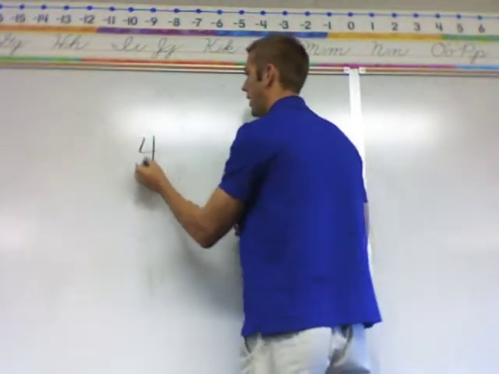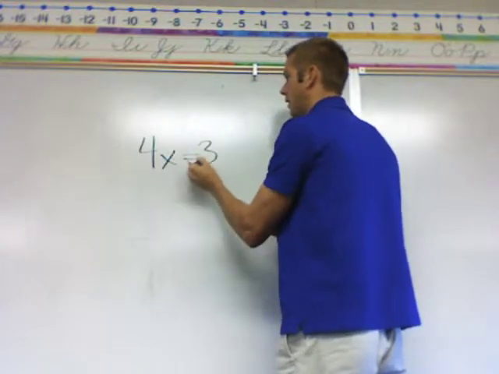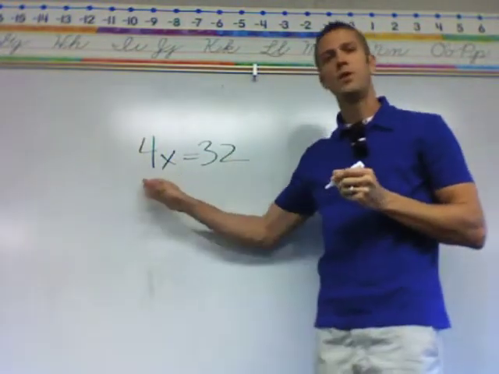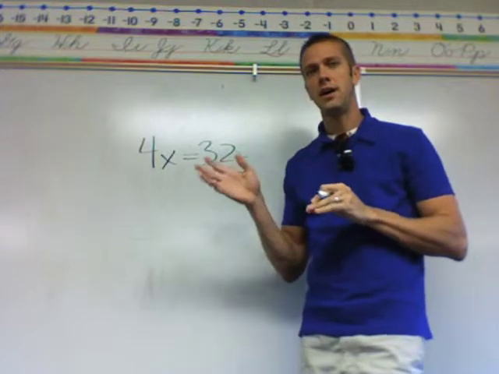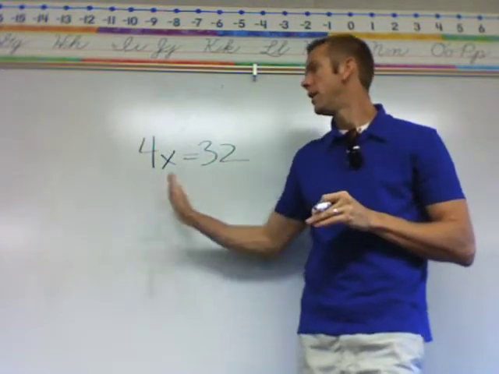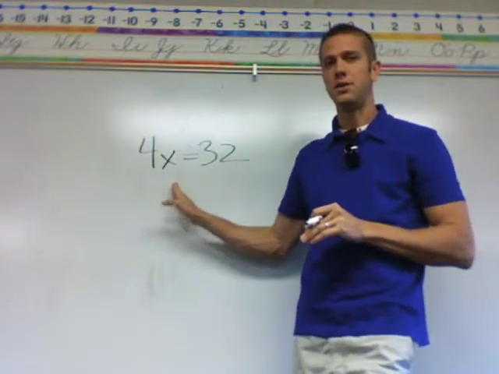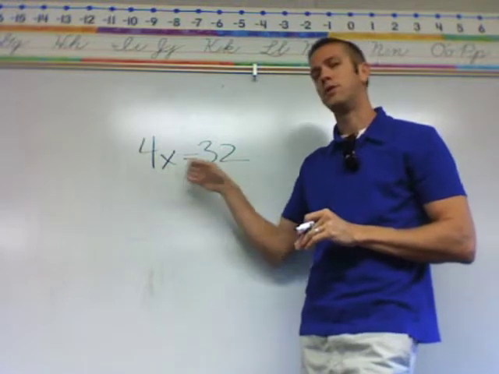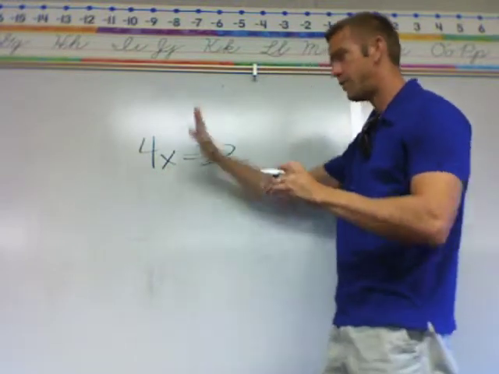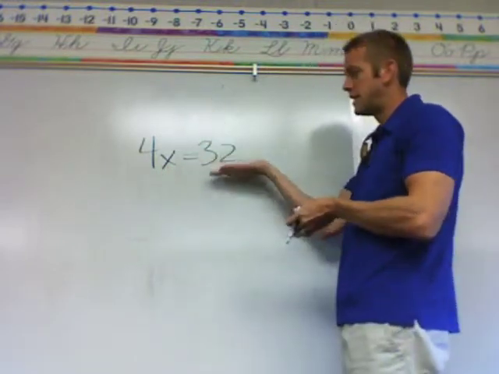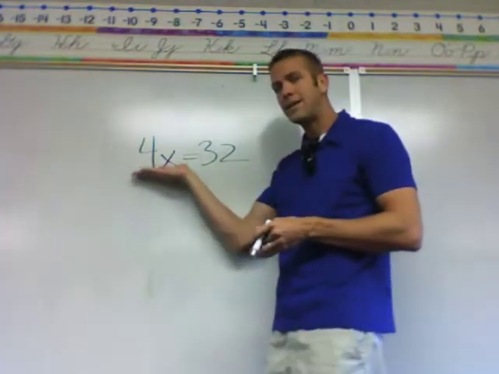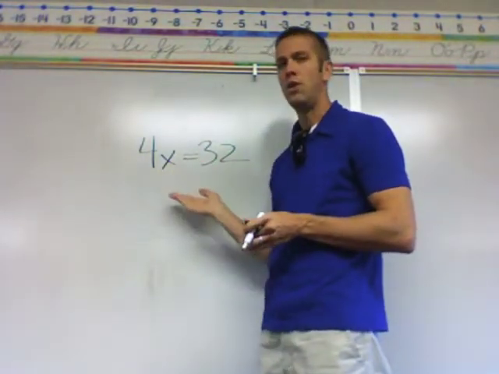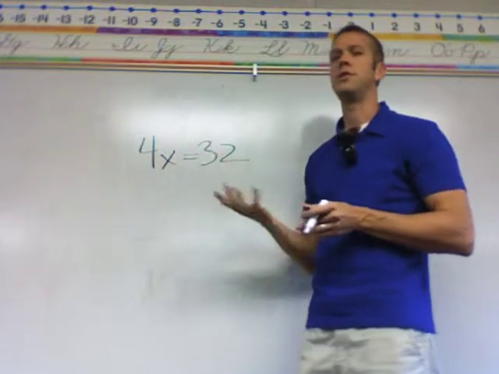So 4x, some of you might be wondering what that is asking. 4x just simply means 4 times x. Whenever you see a variable right next to a number, it means multiply those two. So this is 4 times x equals 32. The equal sign is a balance, remember? This side's 32. This side has to be 32 if these are equal. So 4 times what makes 32?